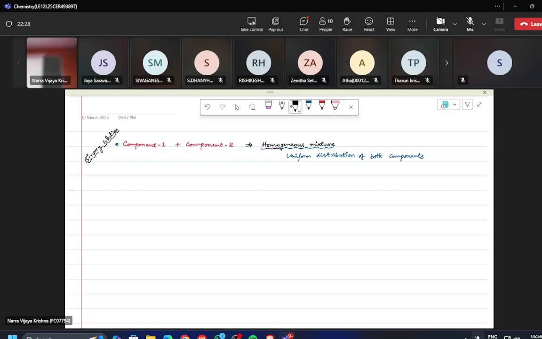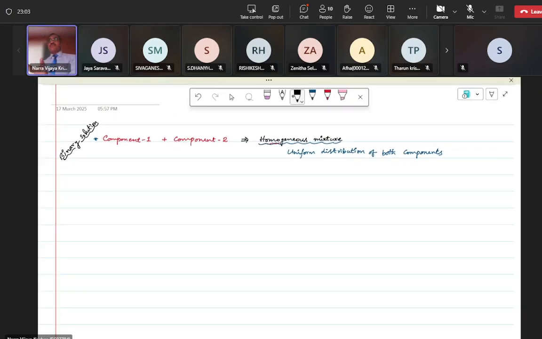So if I am mixing many components, then it is polynary. I am talking about only binary solutions now. Very simple. Only 2 components I am mixing. If 2 components are mixed uniformly, then it is homogeneous. If they are not mixed uniformly, heterogeneous. Sand and water, heterogeneous. Sugar and water, your favorite drink, and ethyl alcohol plus water, homogeneous. Correct, sir?